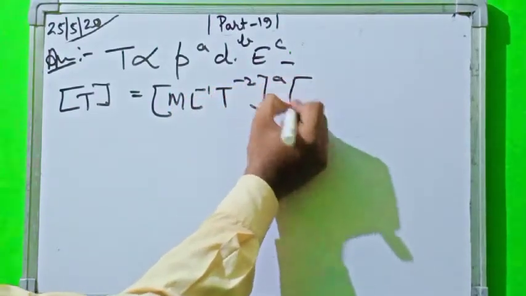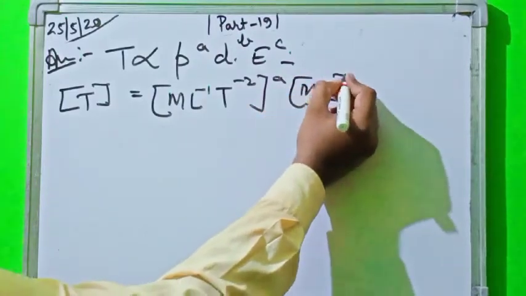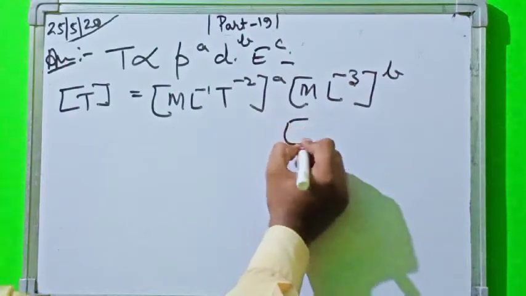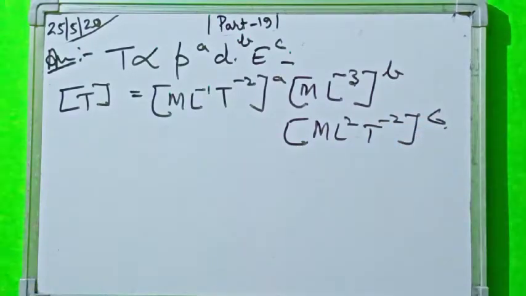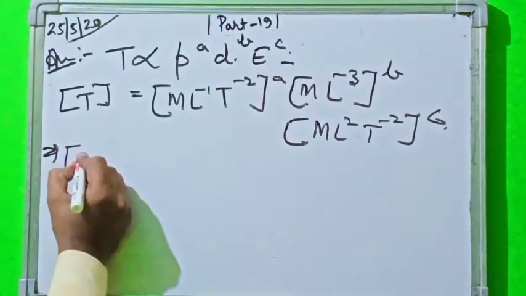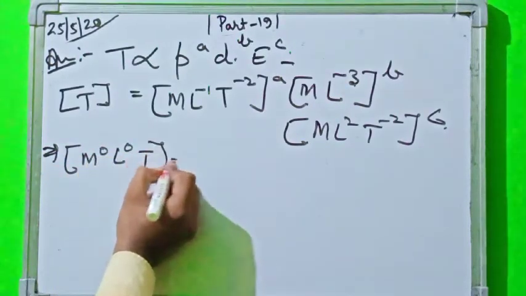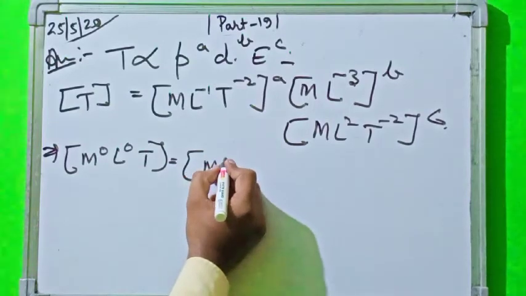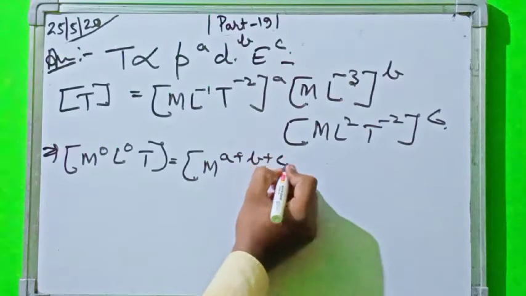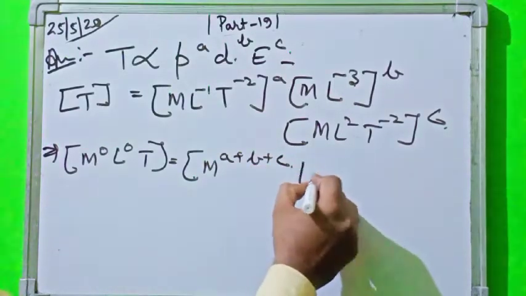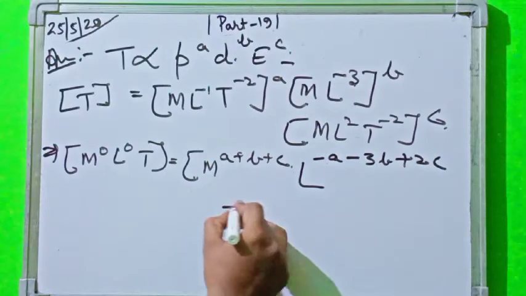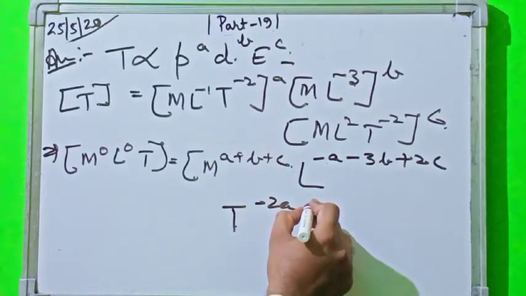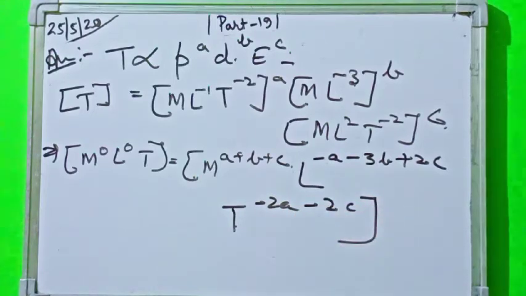to the power A, density M L⁻³ to the power B, and energy M L² T⁻² to the power C. It is equal to M⁰ L⁰ T, that is equal to M^(A+B+C), L^(−A−3B+2C), and T^(−2A−2C).